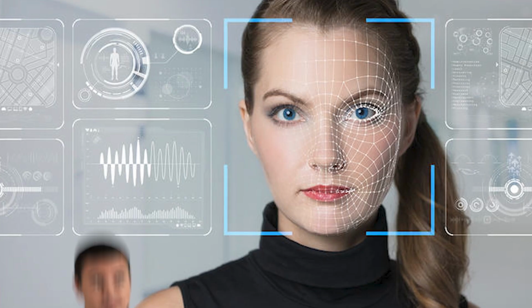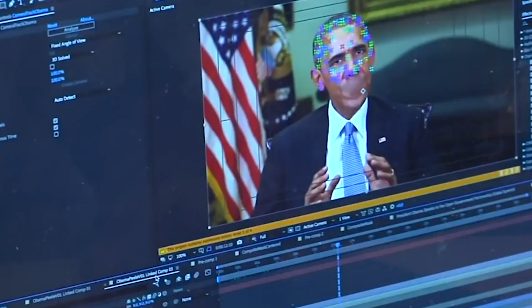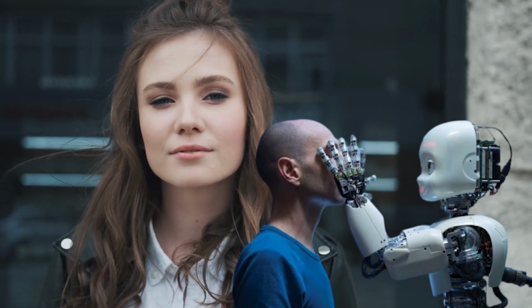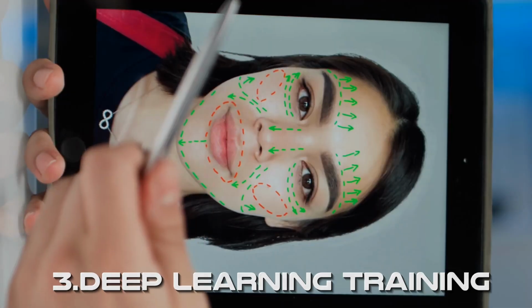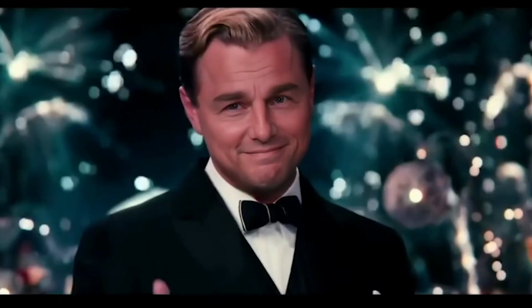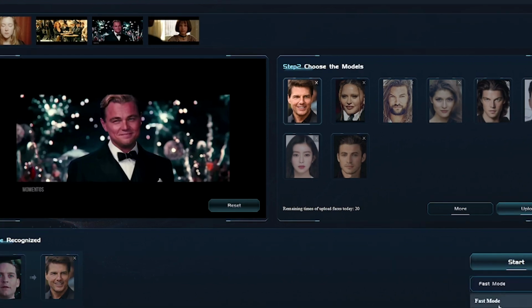So here's how a deepfake is made. Number 1, data collection. The AI uses a data set of the target's face, videos, photos, different angles, lighting, and expressions. Celebrities and public figures are prime targets because their footage is widely available. Number 2, facial mapping. The AI studies facial movements, eye blinks, and expressions to create an accurate digital replica. Number 3, deep learning training. Instead of just pasting a face onto another person, the system learns how the face moves and reacts in different scenarios, making it look natural.